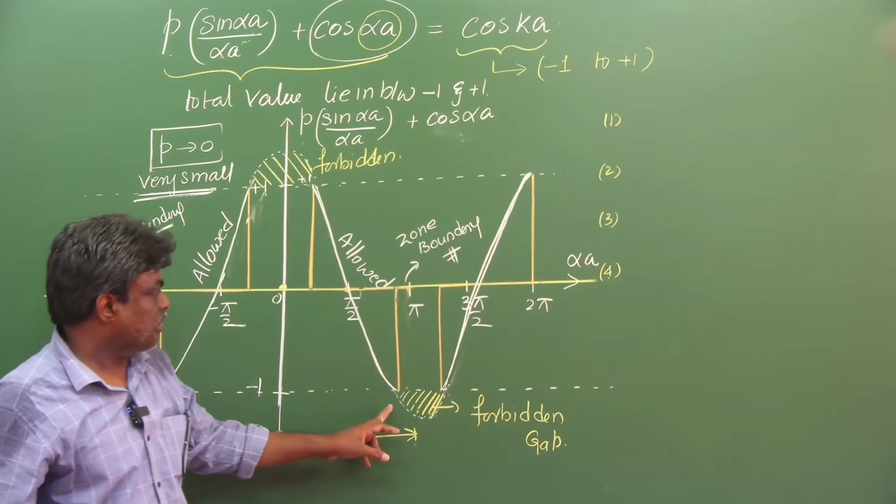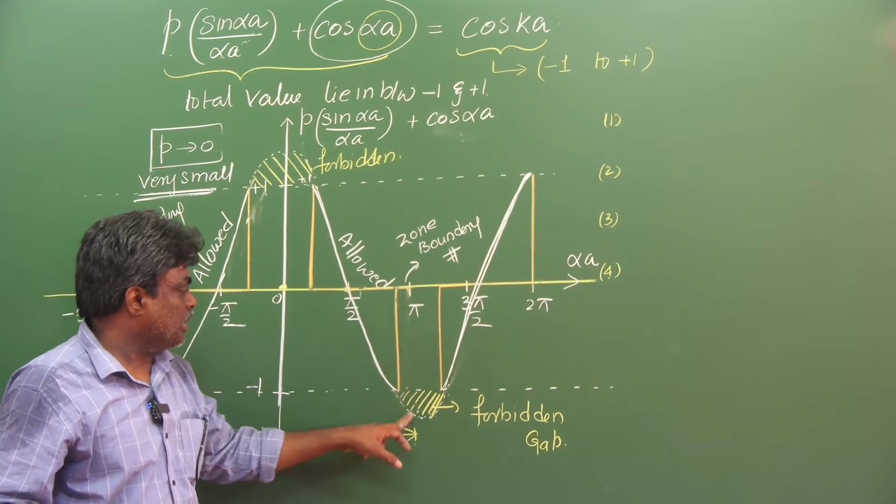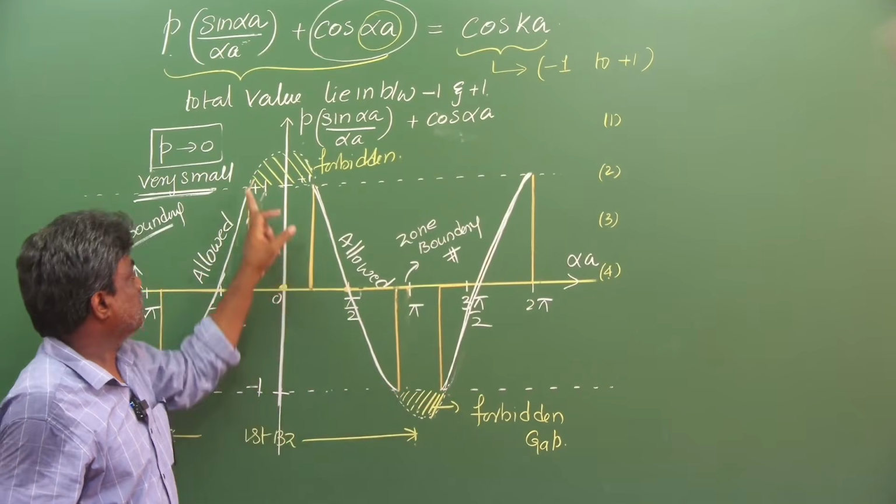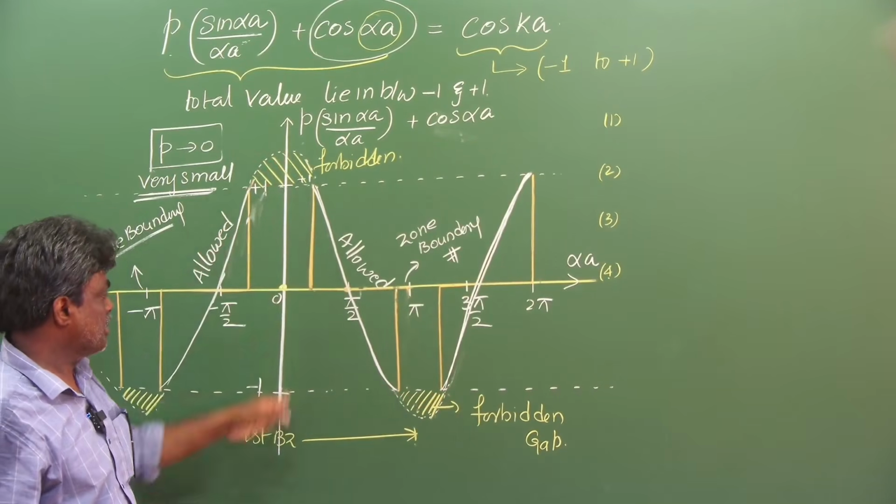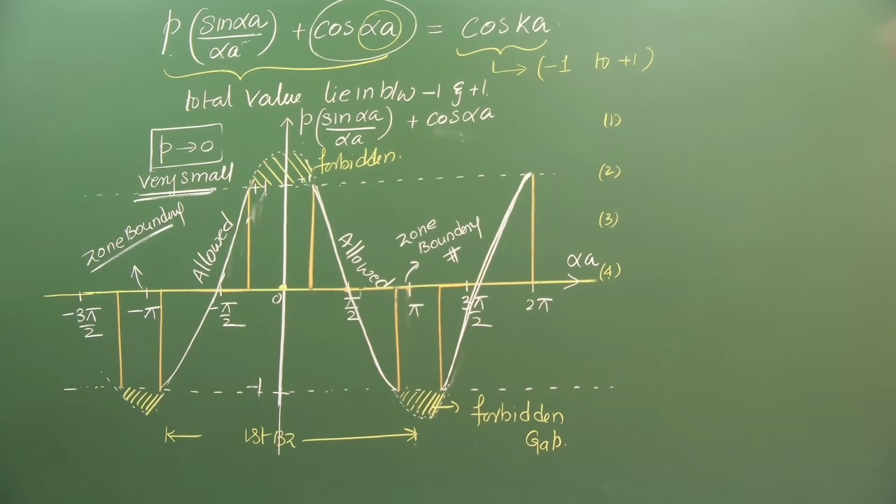So this is the derivation. Near the zone boundary, we are getting a forbidden gap. Please observe. Of course, this is the origin. Please read about Bloch's theorem, don't neglect. Right, on to the first point.